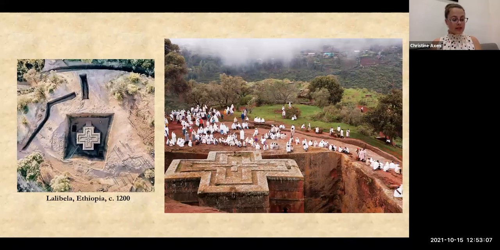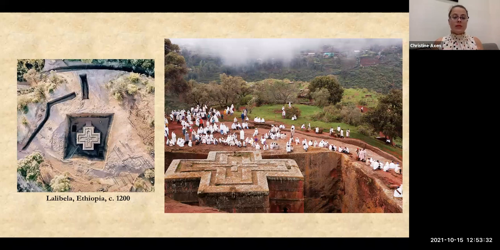Okay, moving to our next underground space, we've got the churches in Lalibela in Ethiopia. These were made by a Christian king of Ethiopia of the Zagwe dynasty. And he built 11 churches in the 14th century. His goal was to reproduce Jerusalem, right? The Holy Land for Christianity, Judaism, and Islam.